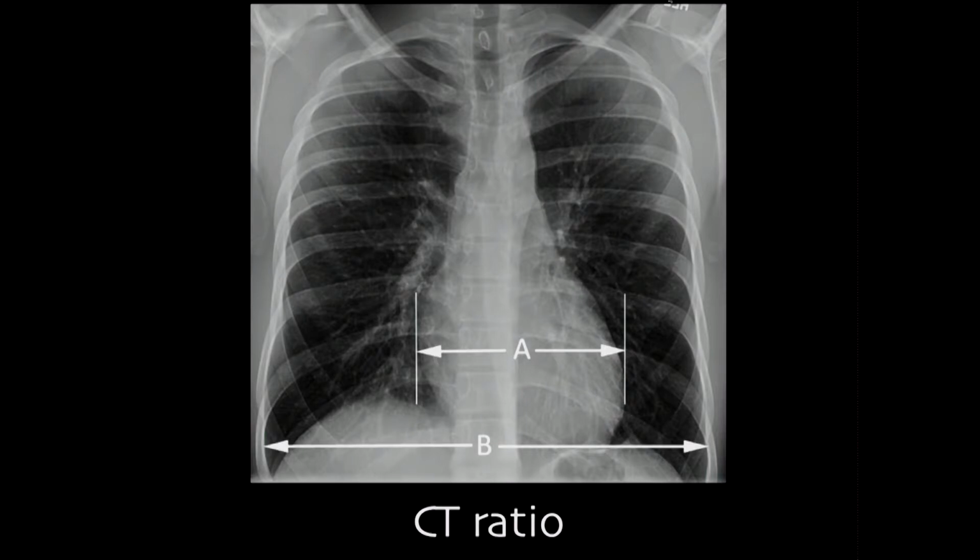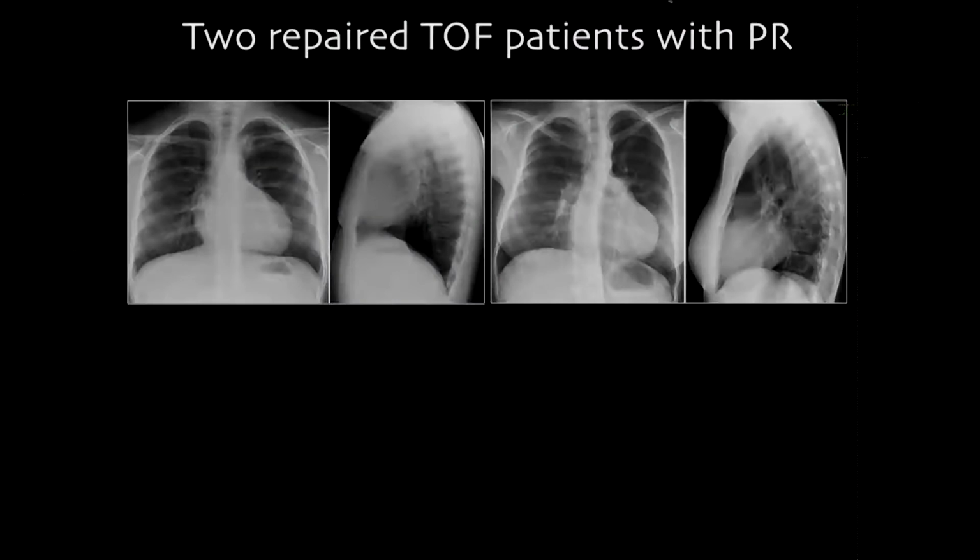How many people measure CT ratio in day-to-day practice? Yes? Only 5% of the audience, 6%. Okay. I will suggest it's not worth measuring. Why? I will show you this. So there are 2 examples, one patient, the other patient, 2 patients with repaired tetralogy of Fallot with pulmonary regurgitation.